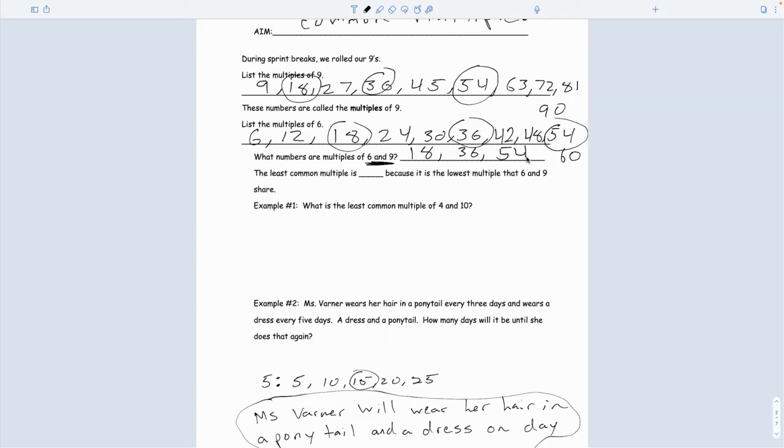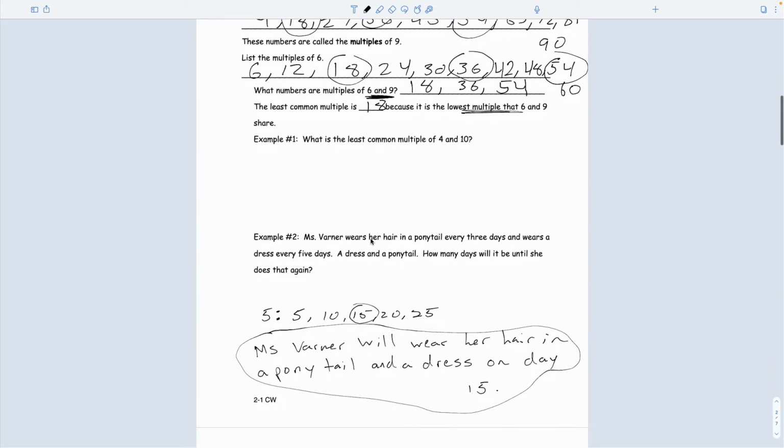We're not going to worry about all the multiples though. Today our main focus is the least common multiple. Out of those 3 numbers, which one would be the least? Malia, do you have the lowest number out of those? Yeah. Your LCM is 18. It's the lowest common multiple. So let's look at an example.